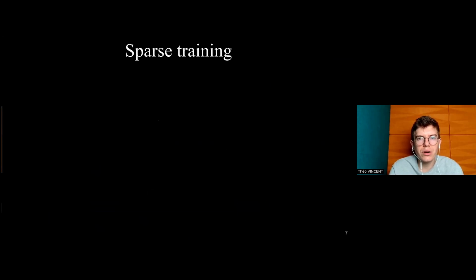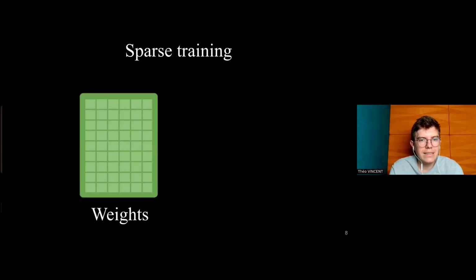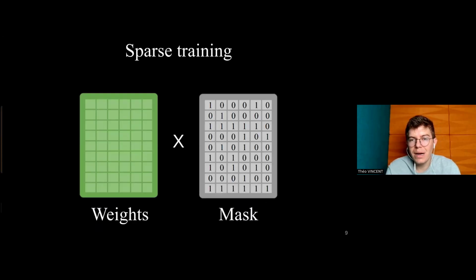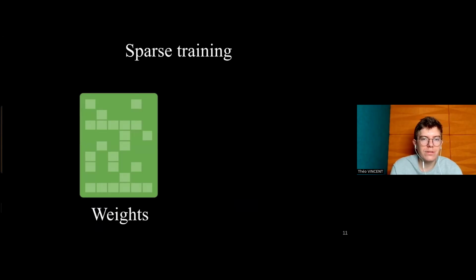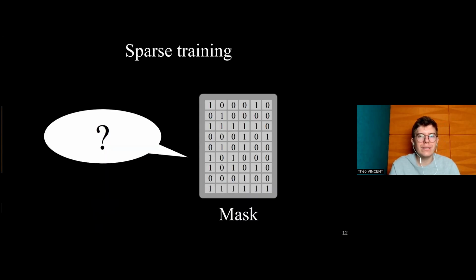For that, sparse training seems to be the right tool to use. Indeed, you look at your weights matrix and you simply come up with a binary mask that masks out weights, and then you try to train with the masked weights. If that works, you can simply use those weights for inference. Well, then the question is how to get this mask.